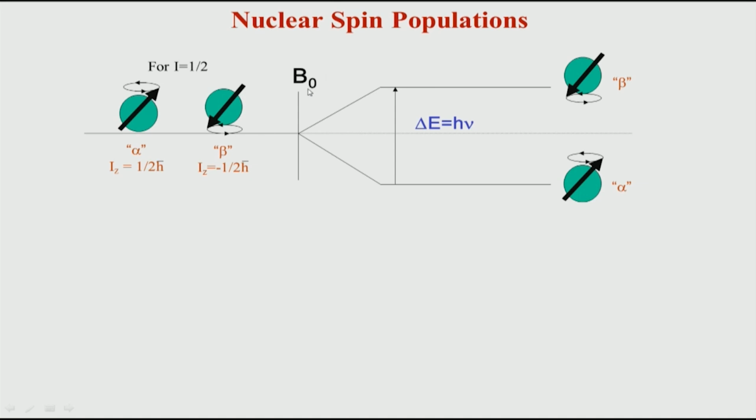For example, let us take a glass of water. You put it in a magnetic field, then the proton spins in the water will now get distributed between two states, that is what is shown here, the ground state and the upper state.